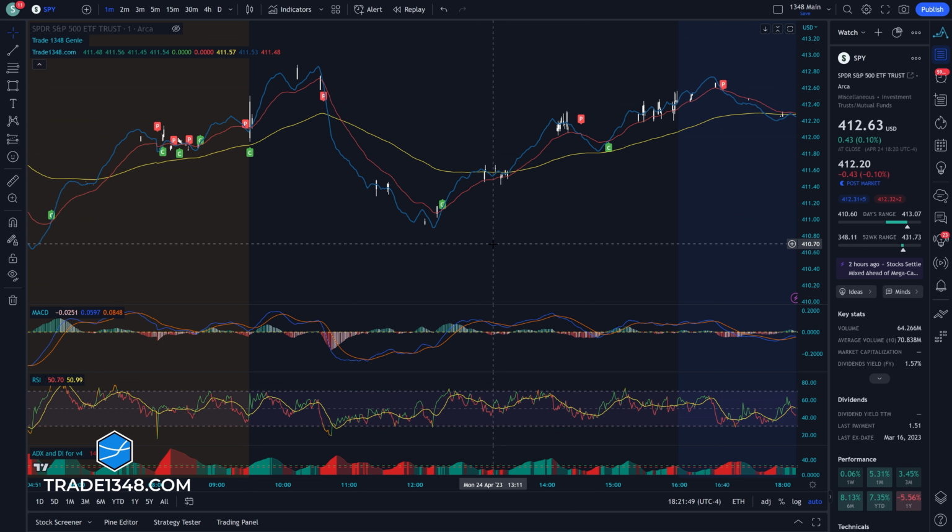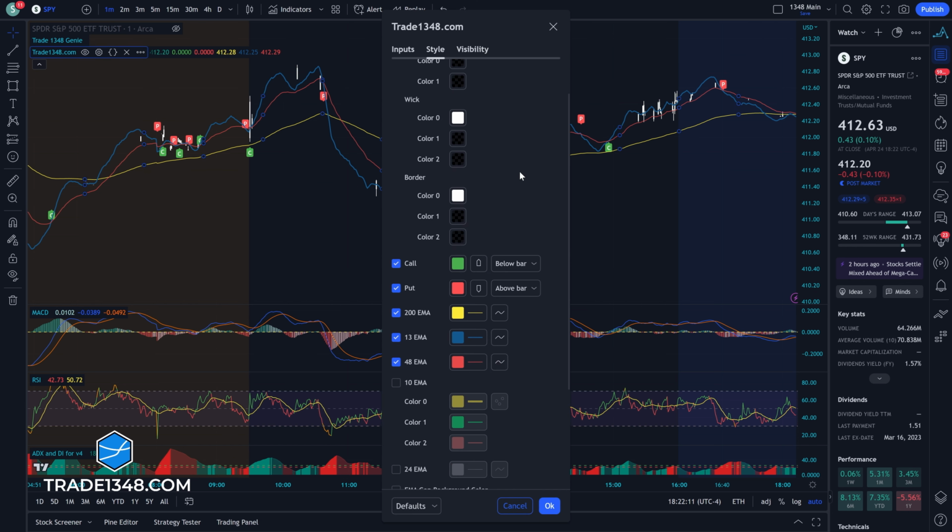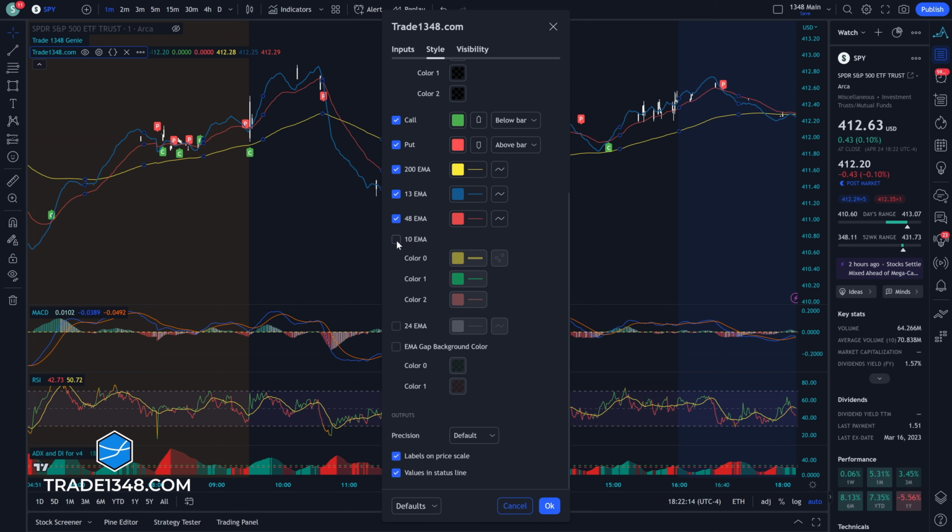Now what I want to do is introduce to you the traffic lights, because the traffic lights are designed to guide you into the 1348 play. Okay, so we go back to the chart here. We're going to go ahead and enable the 13, the traffic light, and we're going to go ahead and enable, let's see here, the 24.